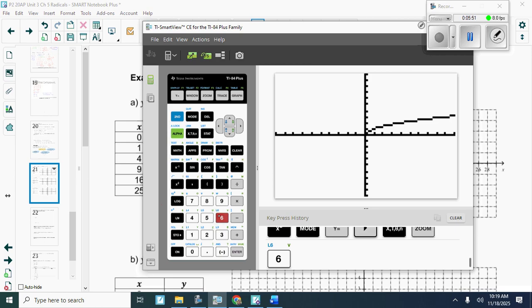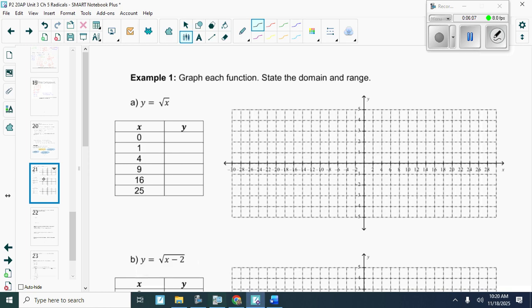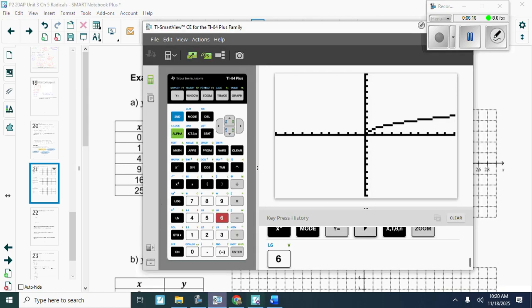Some observations: it only exists on this half of the graph, which makes sense because what is the restriction on our function? X has to be greater than or equal to 0. So that's what it literally looks like when x has to be greater than or equal to 0. It doesn't exist where x is negative.